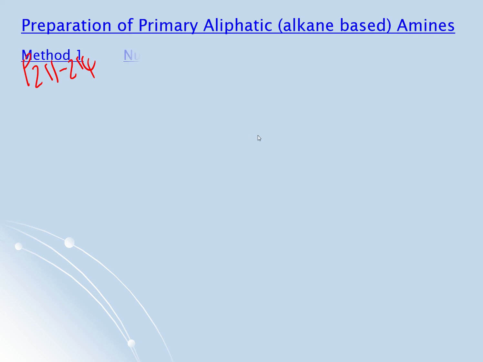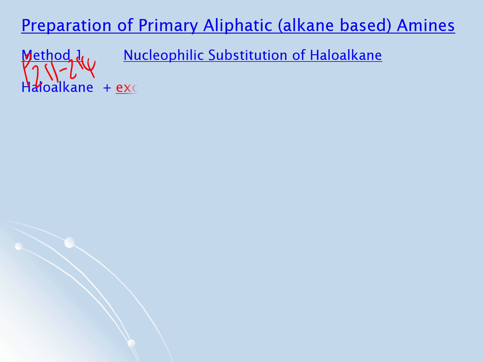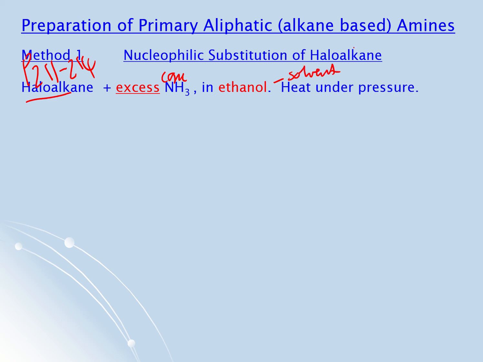Okay, so you have a couple of methods here for making amines. You've already looked at one of them in AS chemistry, whether you can remember it or not. It is the nucleophilic substitution of a haloalkane. So we take that haloalkane with excess ammonia. Usually we would refer to that as concentrated ammonia. It's done in ethanol. Remember, haloalkanes don't dissolve in water, so ethanol, as you hopefully can remember, is our solvent in this context, and we heat it under pressure.